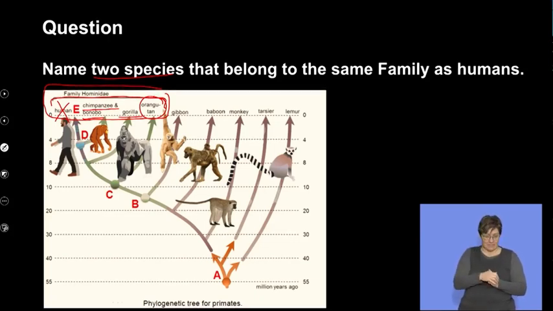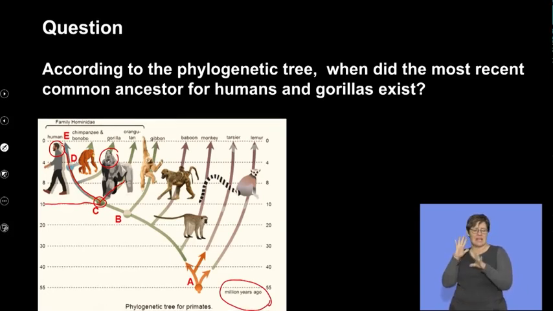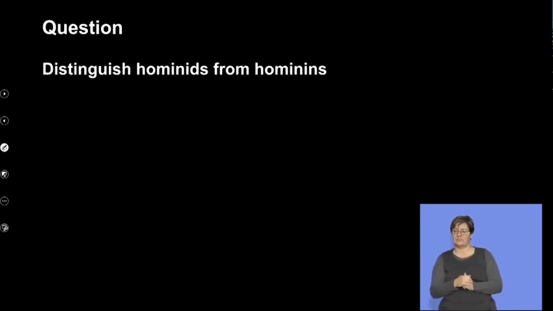the great apes. Now the next question, according to the phylogenetic tree, when did the most recent common ancestor for humans, yes, humans, and gorillas exist? So guys, what we do is we take it, and where do we meet? Where do we meet? We meet at circle number C over there. And then what do we look at? We go and have a look what it says over here, all right? And it tells us millions of years ago, and that will be 10 million years ago. Instead of writing out all of that, you can do that.